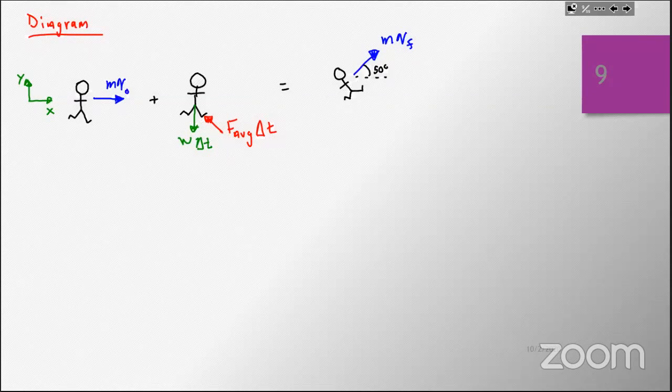Okay. So all of that is equal to my final momentum. And we know that he's going to be moving at 50 degrees. We have some momentum that's 50 degrees from horizontal in that direction.